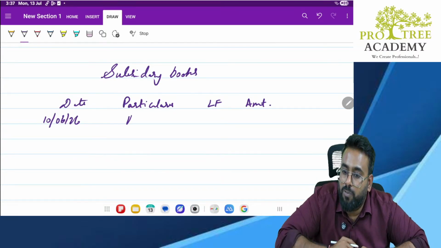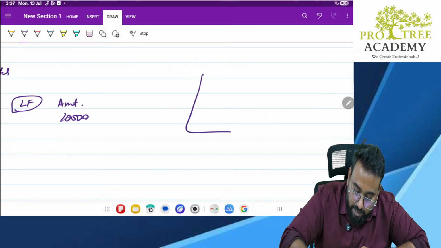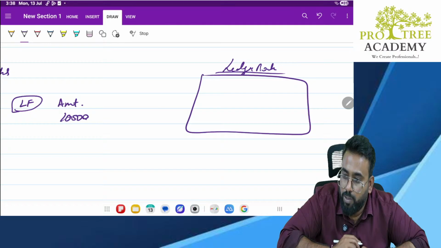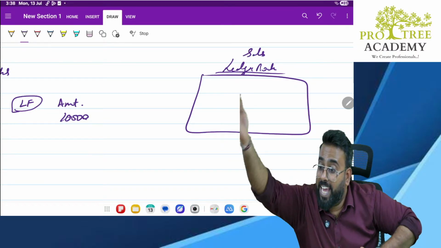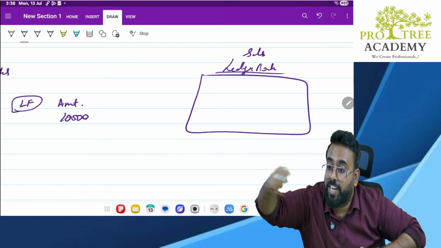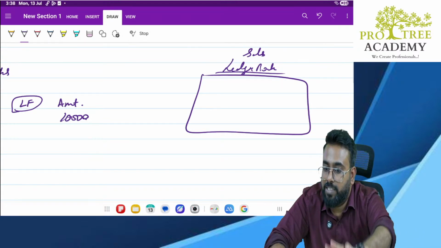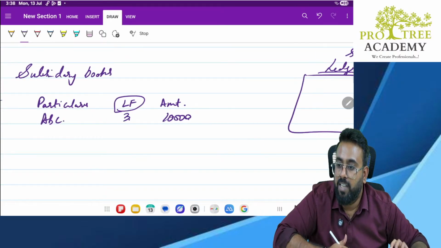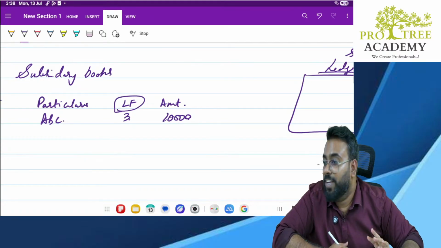Now what is this ledger folio, sir? Ledger folio is nothing but a reference to the ledger book. This is the ledger book, say this is our sales ledger. In which page number of that ledger book have you recorded this transaction? Say I have recorded this transaction on page number 3 of the ledger. So I will write down 3. Sir, why is it done? Just so that you can cross verify quickly, for rectification of errors.